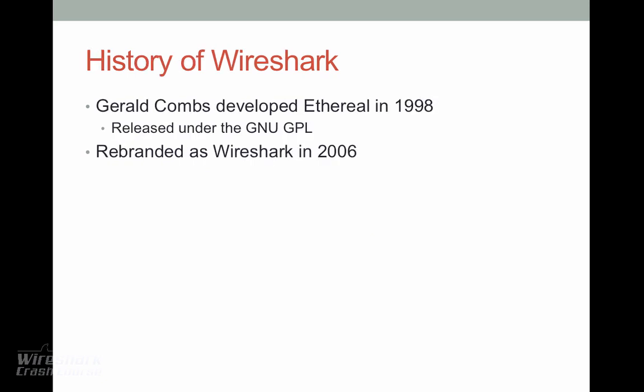So in 1998, a computer science graduate at the University of Missouri at Kansas City named Gerald Combs released a program called Ethereal. It was the first of its kind network analysis tool. Mr. Combs released the application under the GNU GPL license, which means that the software is free to use for private and commercial applications. Now, due to some trademark issues, Combs had to rebrand Ethereal as Wireshark in 2006.